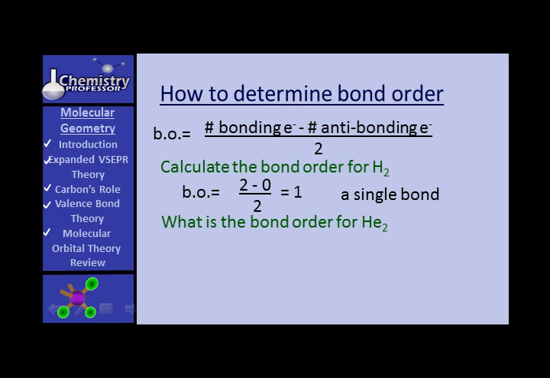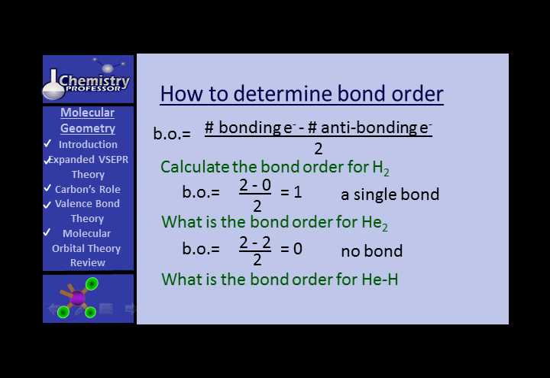By the same token, let's calculate the bond order for diatomic helium. Go back and look at your molecule. Well, the bond order is 2 in the sigma bond minus 2 in the sigma antibond divided by 2 is 0, so no bond. So the helium molecule really is not feasible on energy considerations.